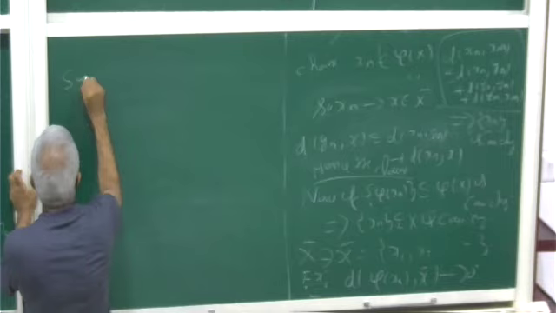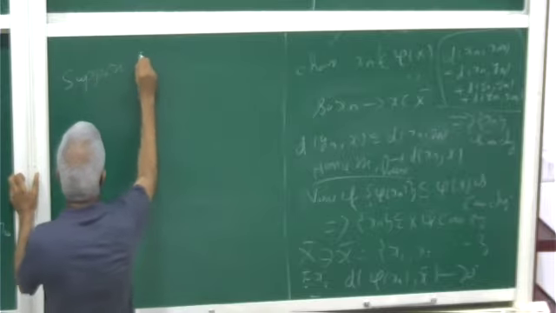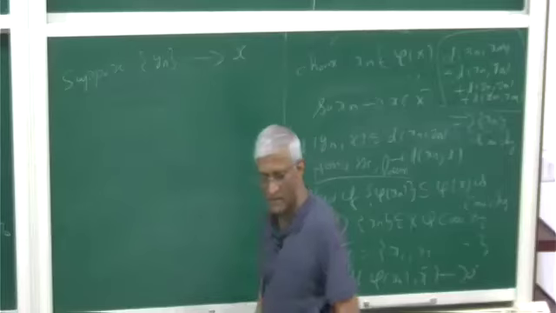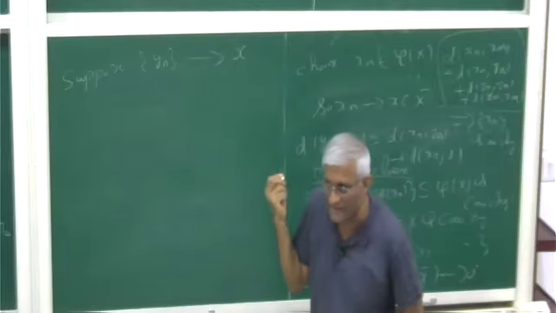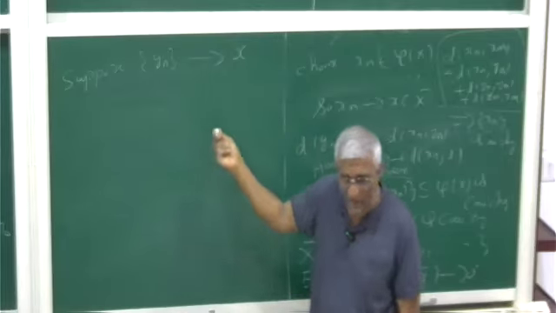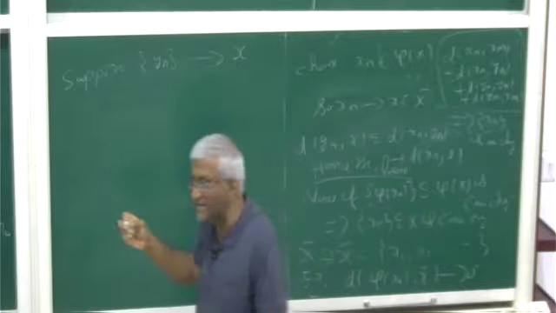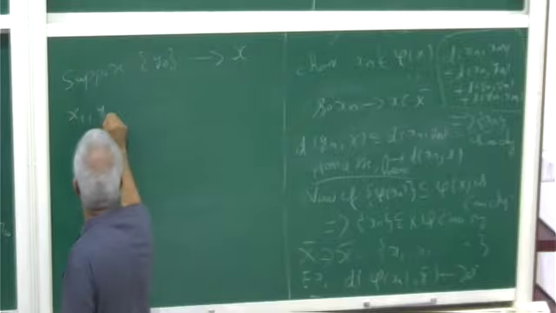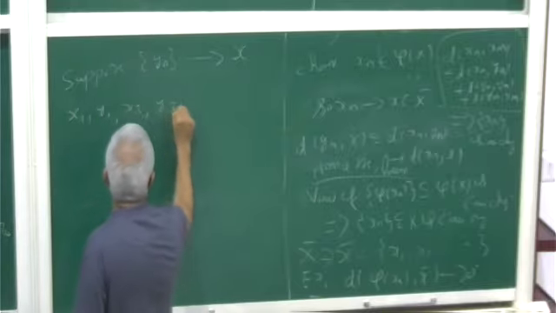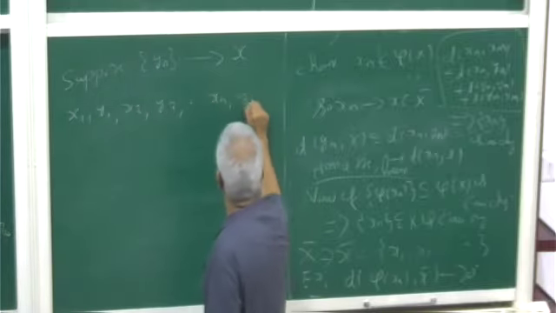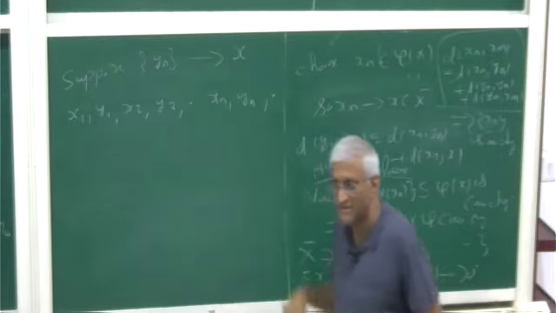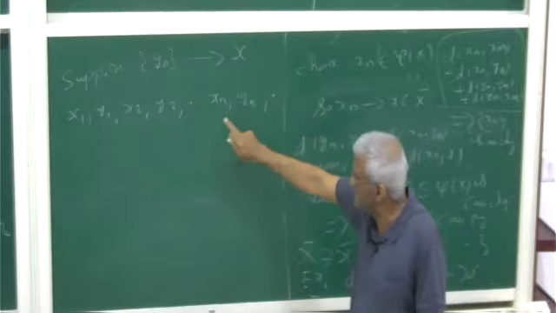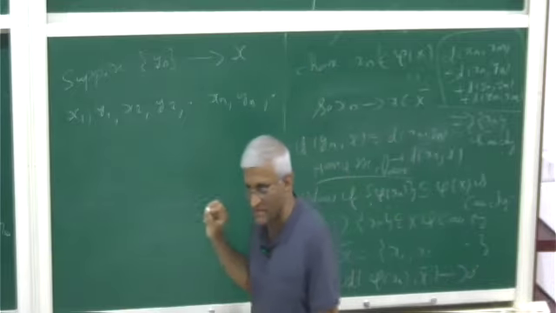Now suppose yn also converges to x. We have to show that the limit is the same. You can do it by using epsilon-delta, but there is a very easy trick. You just write a sequence x1, y1, x2, y2, like this, x and y. Just insert this sequence. Since xn converges to x and yn converges to x, this sequence will also converge to x, right?